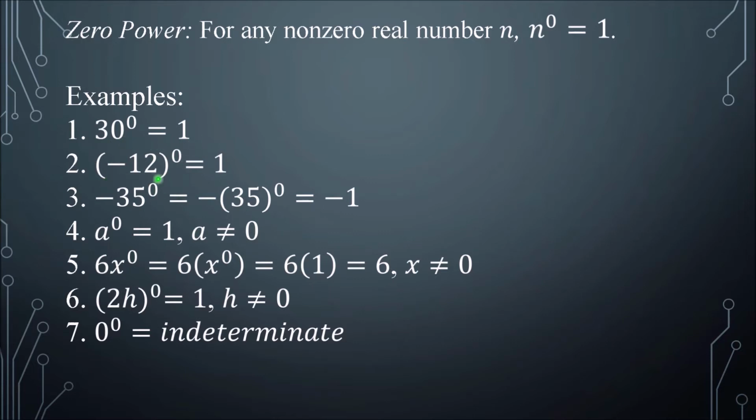Number 2, negative 12, the quantity raised to 0, is equal to 1. Negative 12, the whole thing, is not 0. That's why the answer is 1.